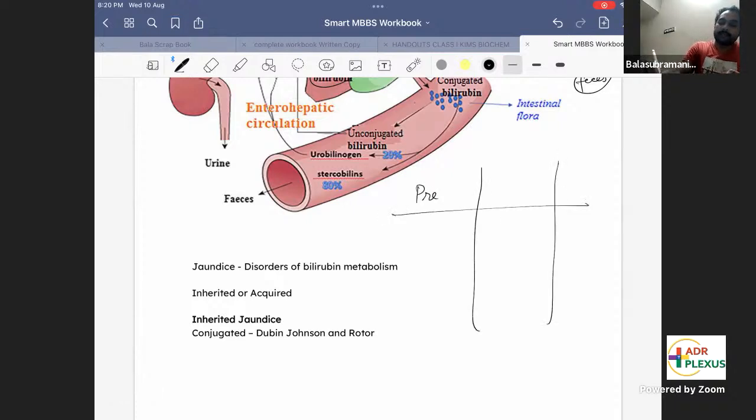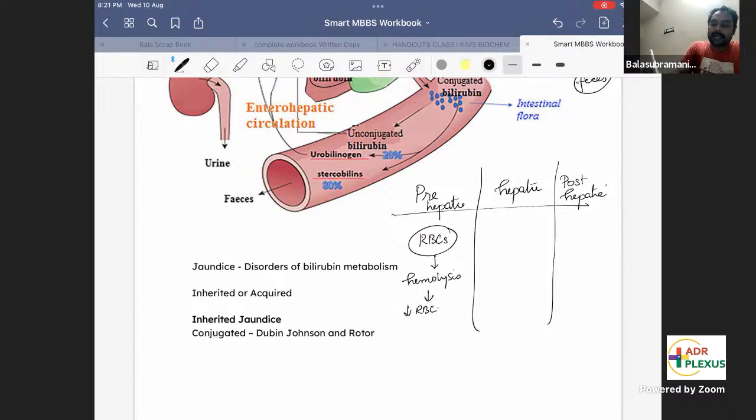So that's very simple. Pre-hepatic, hepatic, post-hepatic. Pre-hepatic means before the liver. So before the liver, the only cause of heme is RBCs. Any RBCs breaking down leads to hemolysis, and hemolysis leads to decreased RBC, which is called anemia. So this is called hemolytic anemia. Hemolytic anemia is the only cause of pre-hepatic jaundice.